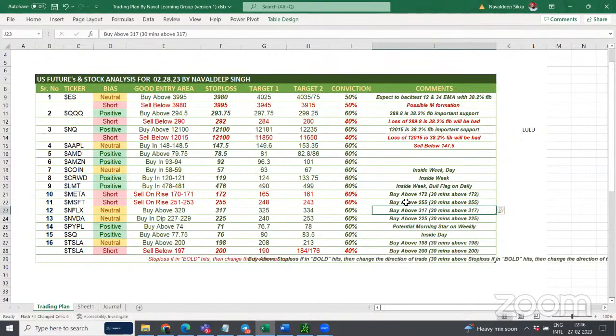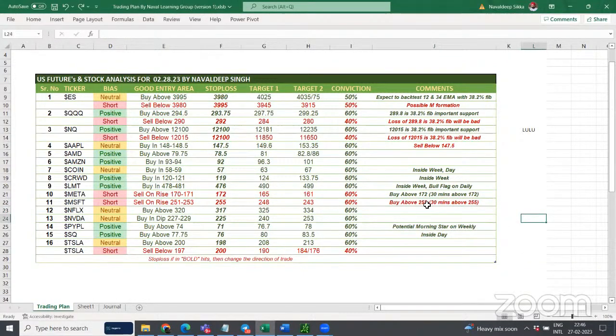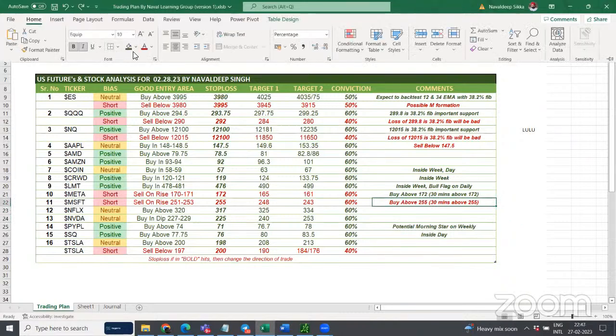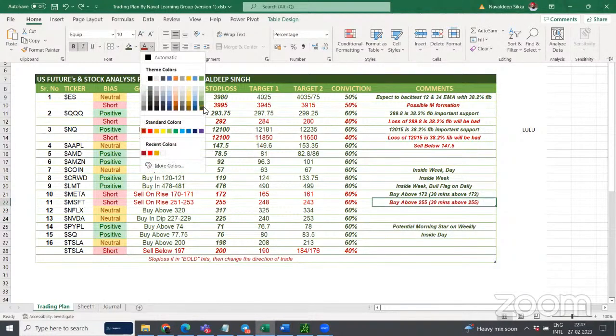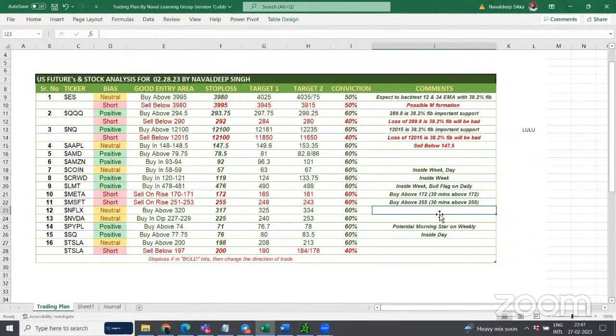30 minutes above 250. Why? Did you see? And this is a new thing. It automatically picked up my data and entered right there. That's Microsoft.